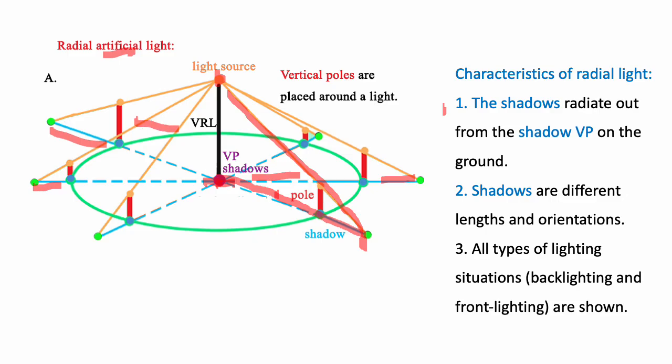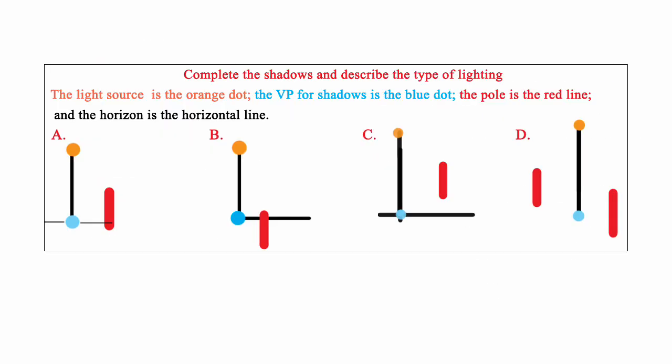This is front lighting because the light is hitting the front of the pole. And this one here is backlighting because the light is hitting the back of the pole. Let's go through some examples. Here's the light, and here's the vanishing point for shadows on eye level. So this must be sunlight outdoors. The light goes through the top of the pole, and the shadow goes through the bottom of the pole, and where they meet is the end of the shadow.